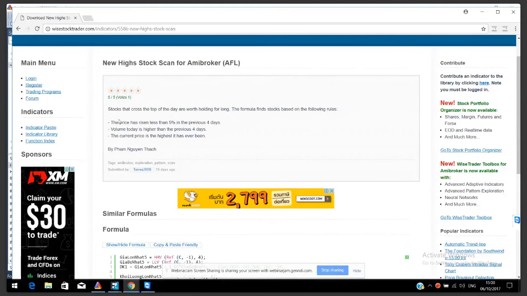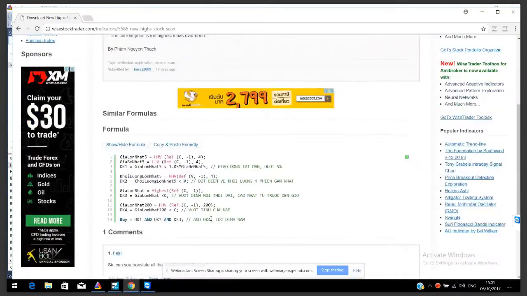Volume is higher. Price has moved up. It's a green bar, we call it, right? The candlestick is green. The current price is the highest it has ever been. So this is what he's trending. He's finding the stock that gives a high move. Volume has come up, and the second thing is it's the highest it has ever been. So you're getting the high stocks from the scan. It's just a simple formula, written by a Vietnamese guy who posted it in a group on wisestocktrader.com.